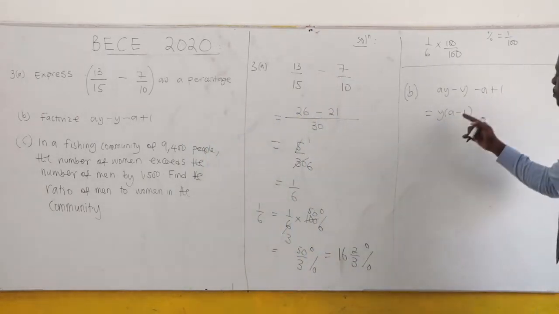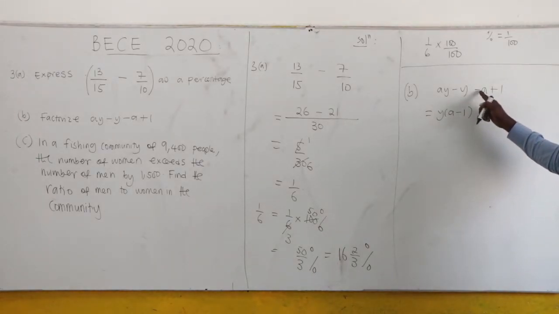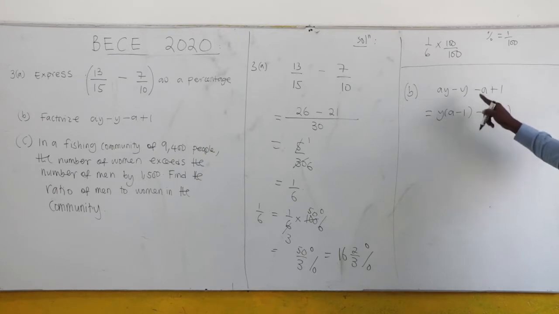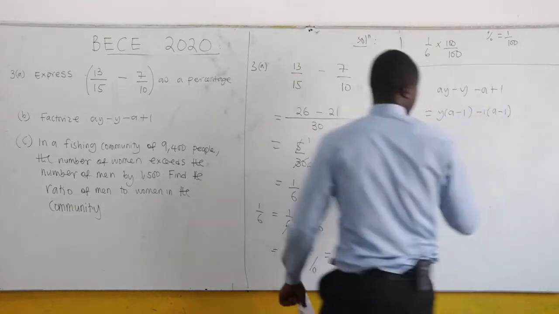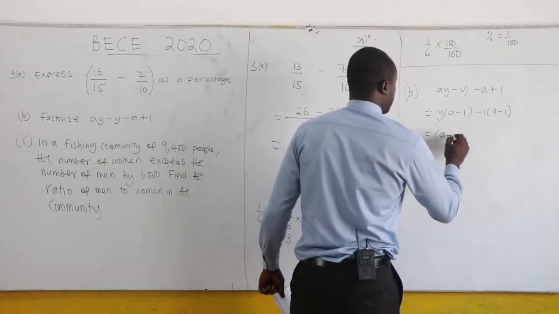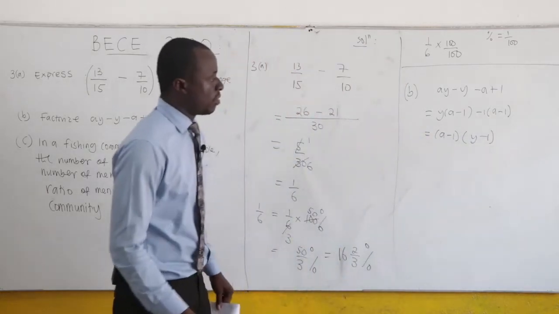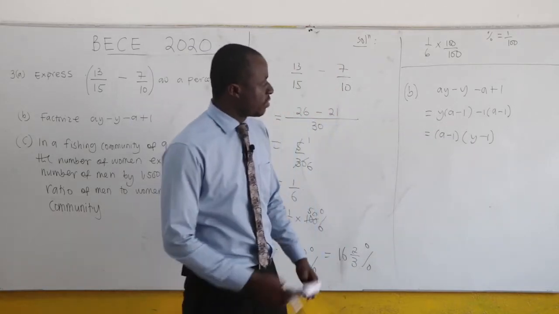Now, let's see these two. I can see my a minus 1 in the first bracket, so clearly I can factorize negative 1 out. So I have a minus 1. Now let's multiply: negative 1 times a is negative a, and negative 1 times negative 1 is positive 1. What can we see? a minus 1 is common. We can factorize a minus 1 out, so a minus 1. What do you have here? y minus 1. So a minus 1, y minus 1. This is the factorization.